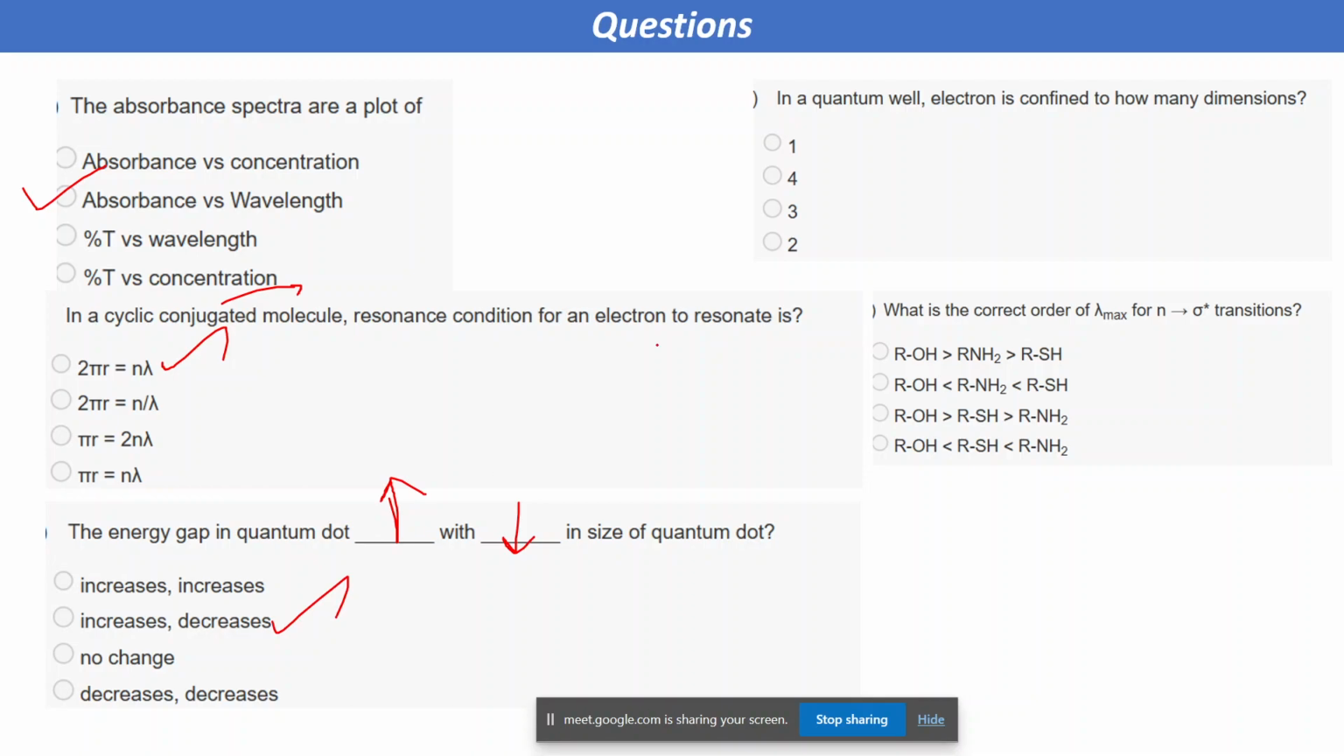Now, in a quantum well, the electron is confined to how many dimensions? 1, 2, 3, 4. One. In a quantum well, the electron is confined to only one dimension.